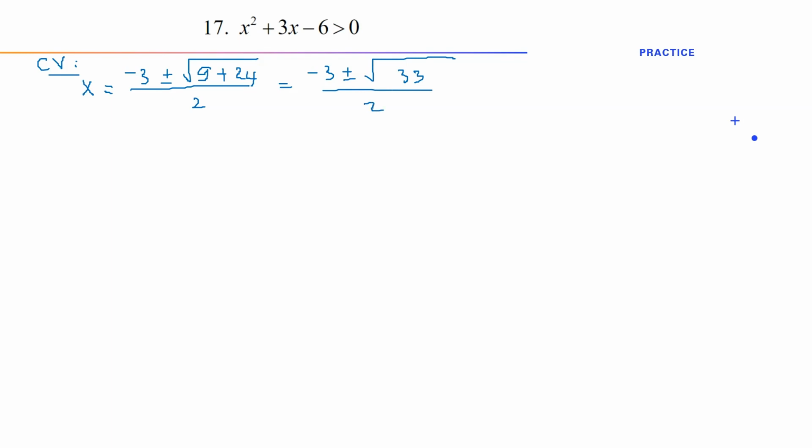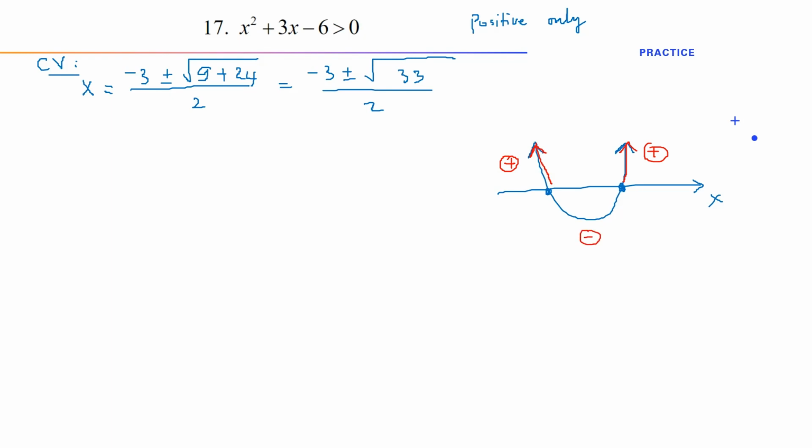Alright, now we saw that A is 1, so greater than 0. So the graph looks like that, right? And then these are the two real critical values, and that is the x-axis. Now we see that it's greater than 0, which means we want the positive only. It means the above part only. The above is positive. The below is negative.